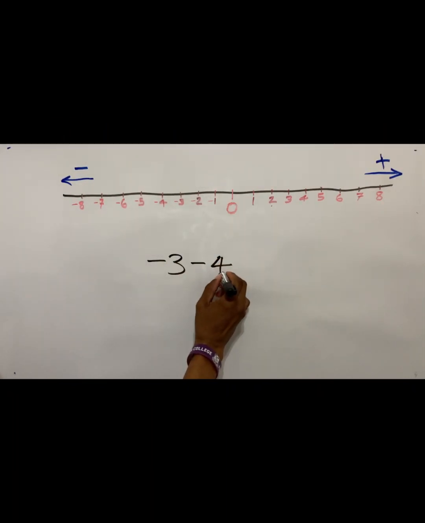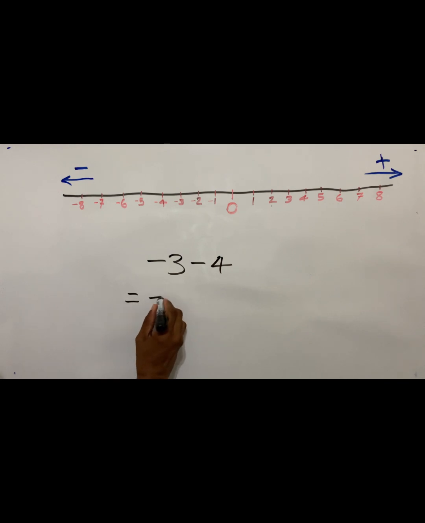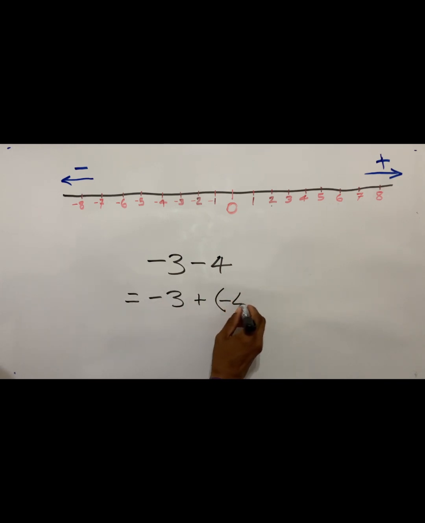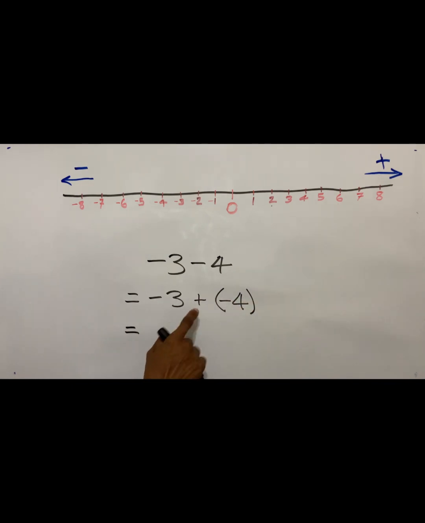Now, let's look at this one where it says negative 3 minus 4. Right there, we are adding two negative numbers. It's the same thing, I say, as negative 3 plus a negative 4. And if you're adding two numbers that are negative, you just add those numbers together. Quite easy, which is equal to a negative 7.